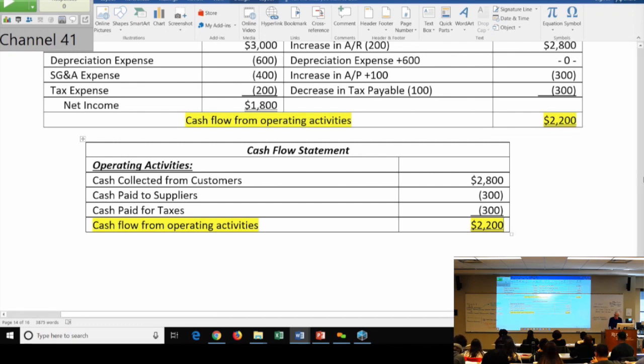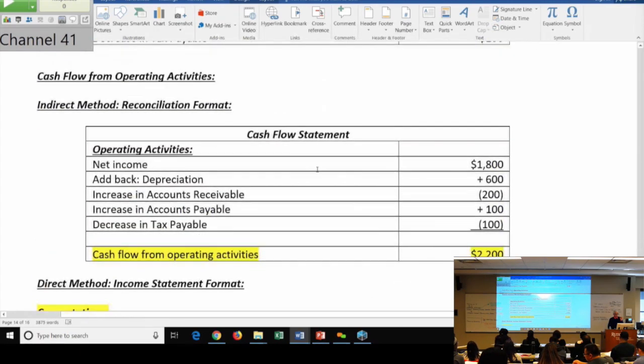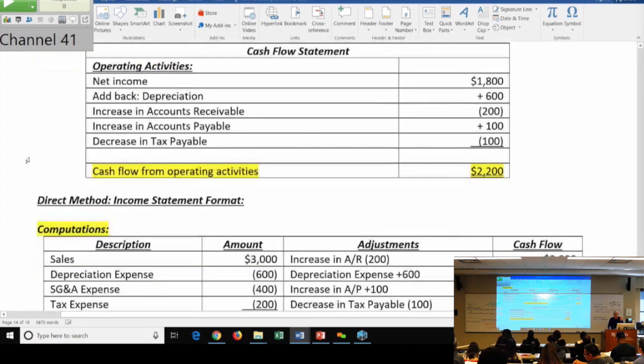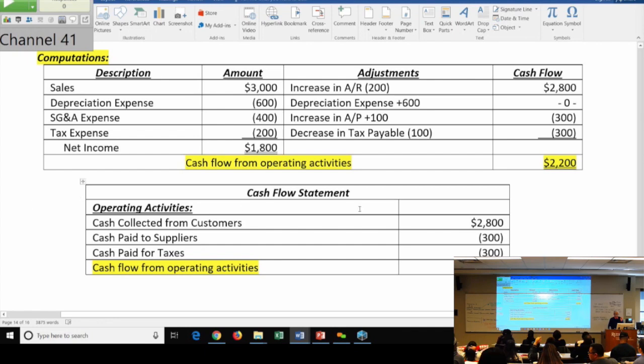All right, so before we move ahead, anything else on direct versus indirect? What I wanted you to do is get a picture on one page to visualize how they look. This is the indirect. Start with net income, make the same adjustments you make here, and this is the direct method. Right there. So is it more difficult to see? I don't see that. What's that?